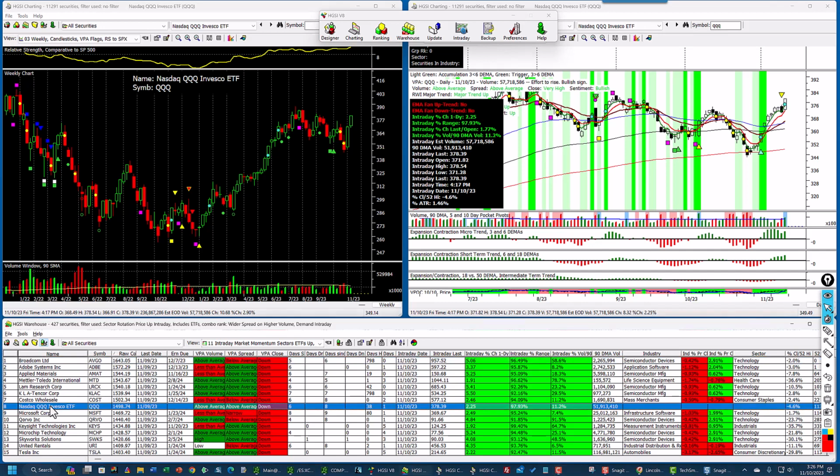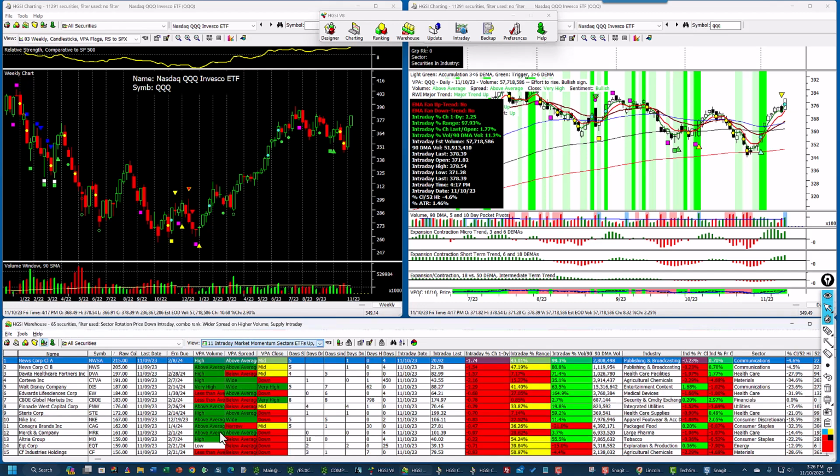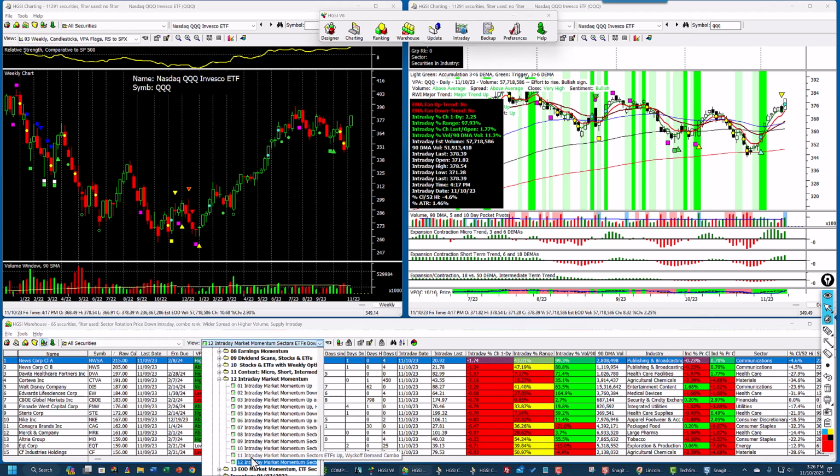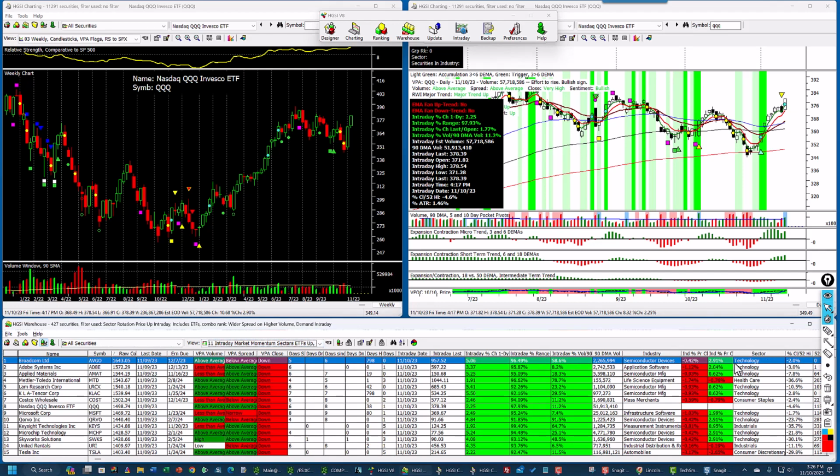Here's the QQQ. You can see that these closed very strongly, every one of them, and there are 427 advancing stocks within these ETFs. And if I go to number 12 for the decliners, there were only 65. So that shows you what a strong market day it was today. And like I said, many of these were just the large cap stocks, and these crossed over.